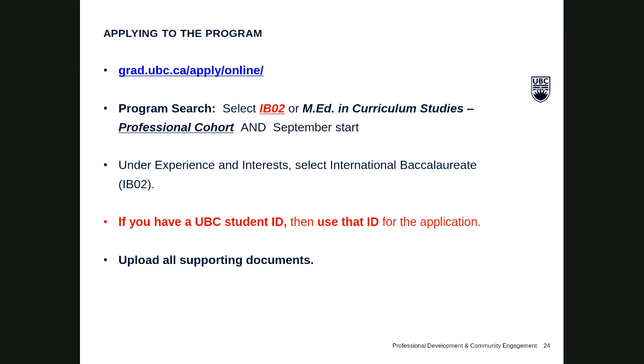And when applying to the program, if you have an existing UBC student ID number, please use it. Because if you create a new one and you have an existing one, then your UBC records will not populate your application. And then we'll have to merge your student ID numbers, and that can take some time. We also ask you to upload all of your supporting documents. So again, your transcripts, your resume, your statement of intent, and anything else you feel that you want the admissions committee to know about you.